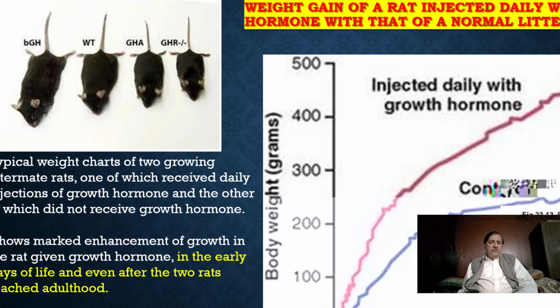This graph shows marked enhancement of growth in the rat given growth hormone in the early days of life and even after the two rats reach adulthood. In the early stage of development, all organs of the treated rat increase proportionally in size. After adulthood was reached, most of the bone stopped lengthening, but many of the soft tissues continue to grow. So here you can see that the rat receiving the growth hormone increases in both size and weight.